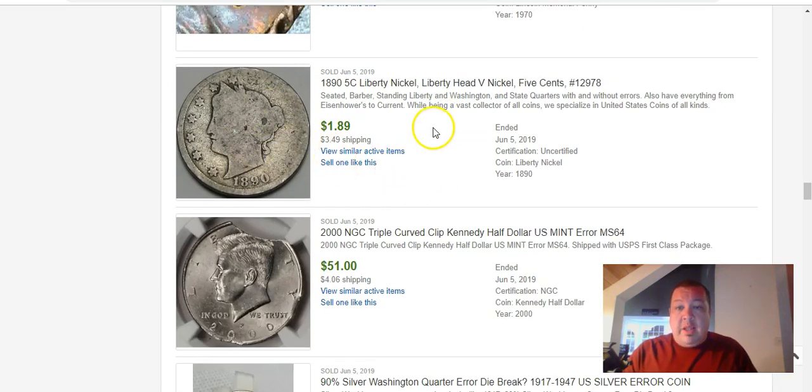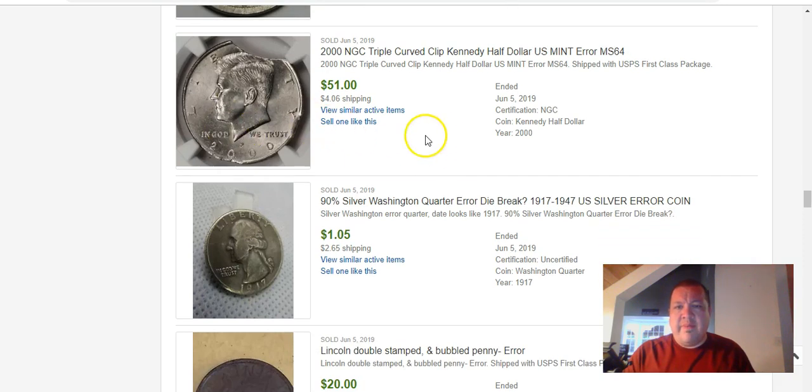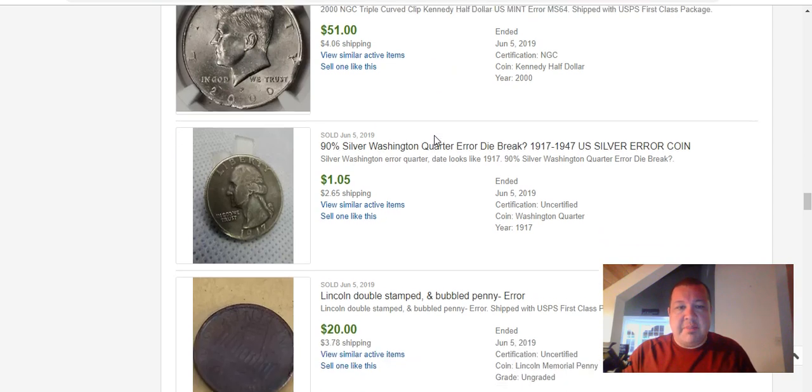That's a really worn Liberty nickel. Triple curved clip, Candian half. This one is graded NGC Mint State 64. Okay, that one's fine. $55 shipped.